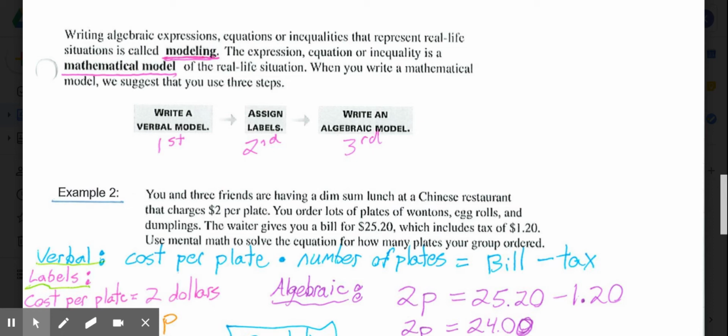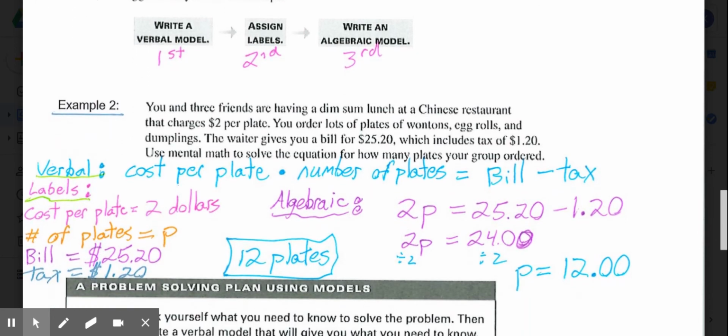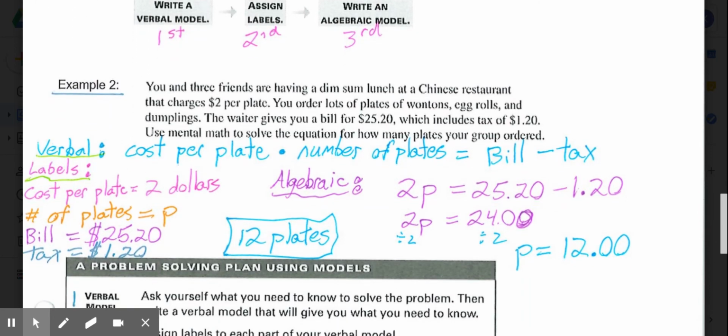When you write a mathematical model, we suggest you do it in 3 steps. So they suggest first just writing out what we know in a verbal model or words. Second, assigning the labels to our different parts. And then third, writing the final algebraic mathematical model. So to show you those 3 steps, we're going to look at example 2.